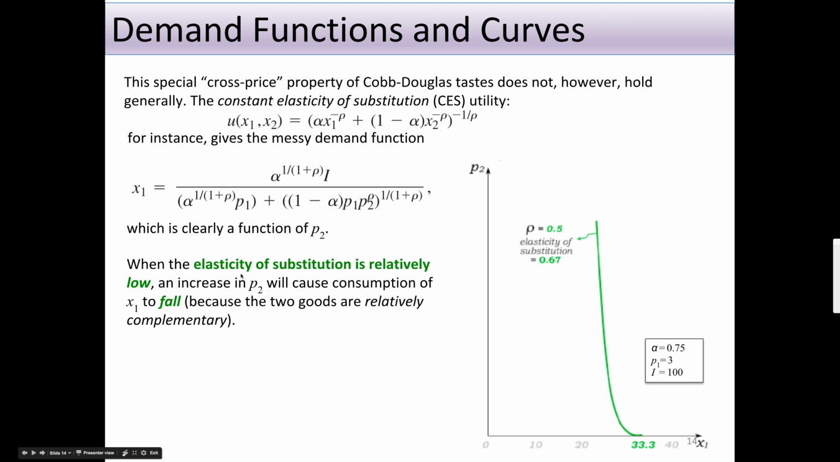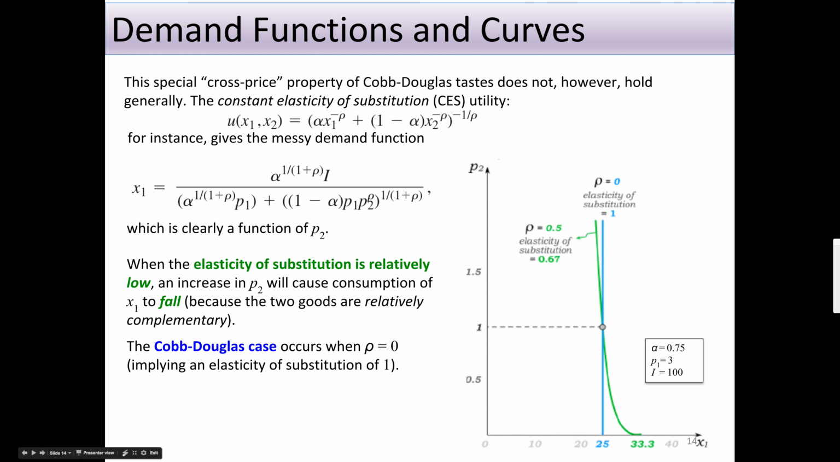However, if the elasticity of substitution is low, so let's put in a rho of, I don't know, 0.5. So here are the values that we plugged in. Remember, when I graph a demand curve, basically what I have to do is hold everything except for one variable constant. So I'm going to hold alpha constant at 0.75, P1 at 3, and income at 100. And you see we have this downward sloping cross-price demand curve.